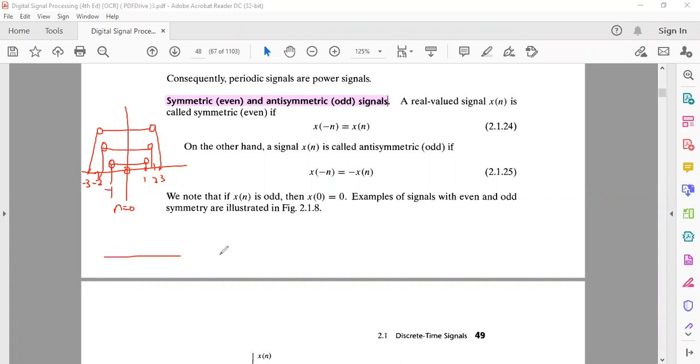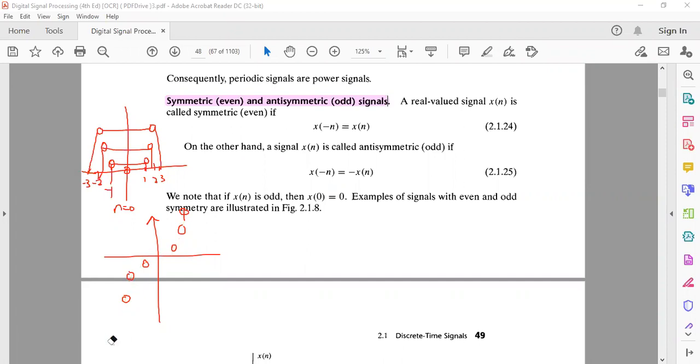But we have also seen signals that have, for example, this formation, such that if this was 1 and this was -1, x[-1] is equal to -x[1]. Again x[-2] is equal to -x[2], and x[-3] is equal to -x[3]. A signal like this is said to be odd.